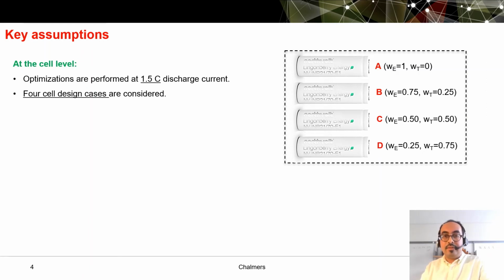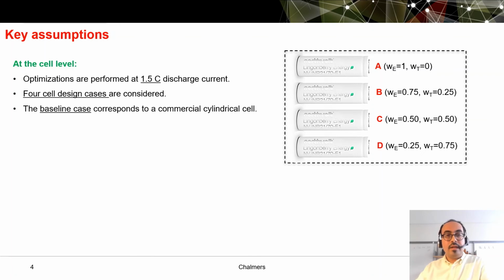and it is important hereafter to remember that as we move from design case A to design case D, the importance of specific energy decreases while the importance of maximum cell temperature increases. The baseline case here corresponds to a commercially available cylindrical cell.